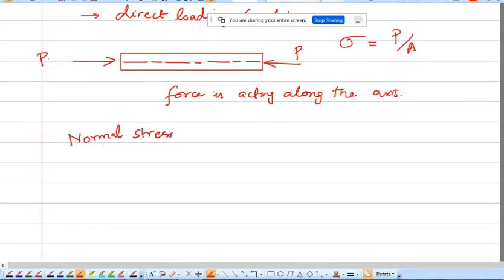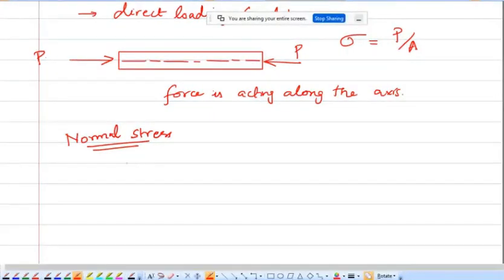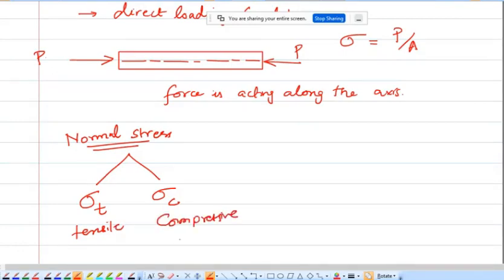Normal stress. Normal stress has two classifications, sigma T and sigma C. So this is your tensile stress and this is your compressive stress. See, the force is acting along the axial direction, and this area is normal to the applied force.